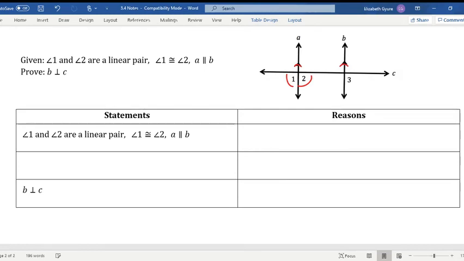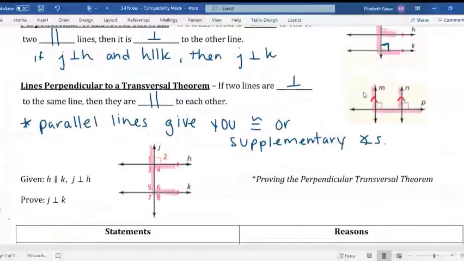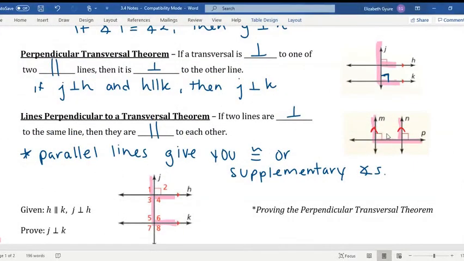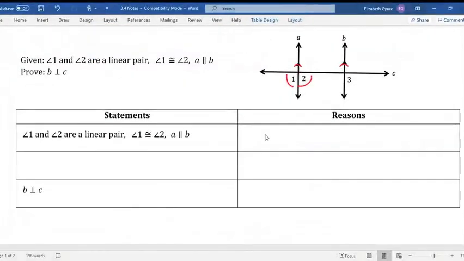We are trying to prove that segment BC is perpendicular to line C. So I want a right angle here. So I pretty much need to prove that angle 3 is a right angle, right? If those are going to be perpendicular. So this looks an awful lot like this theorem, doesn't it? If one line is perpendicular to it, the other line will be perpendicular to it as well. That's actually the theorem we're going to use here, except I have a problem.